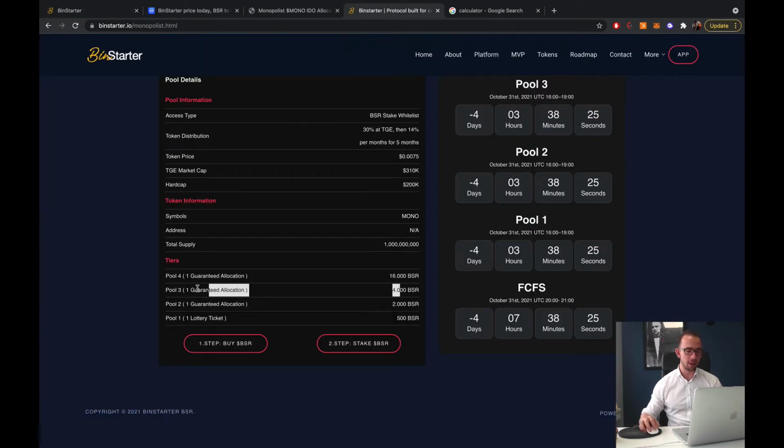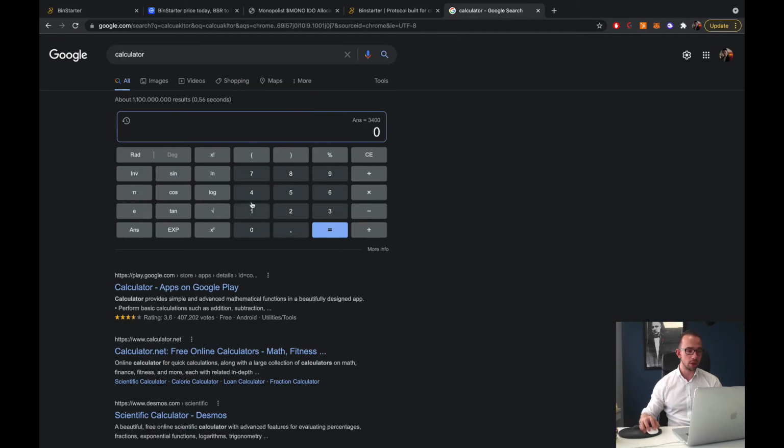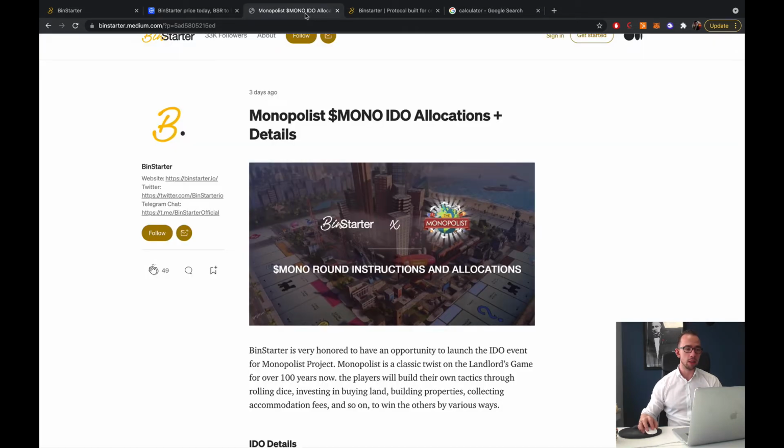However, I could have gotten the pool 3 guaranteed allocation, which is 4,000 tokens, which is what I'm holding right now, which comes down to about $6,800. And then the biggest pool is 16,000 tokens, so that's obviously quite significant. Would run you about $27,000, right? That's for like the most elite level.